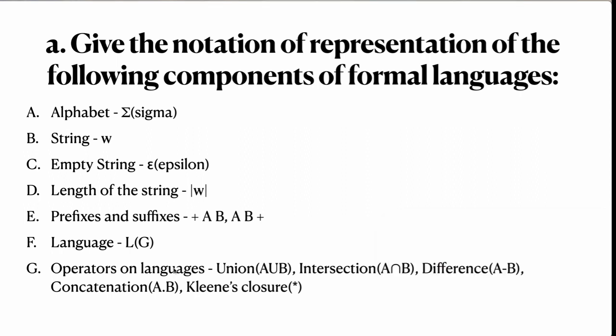For operators on a language, different operators can be performed on a language, such as union, which is represented by A union B, intersection, which is represented by A intersection B, difference, that is A minus B, concatenation, that is A dot B, and Kleene closure, that is represented by star.